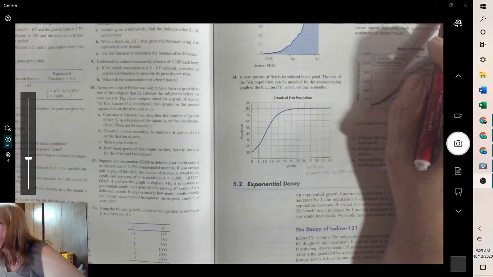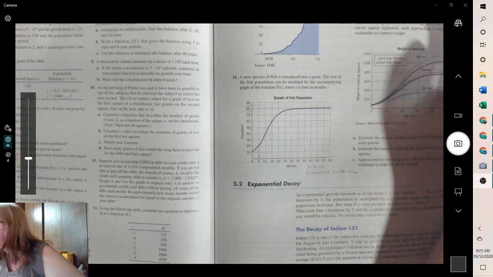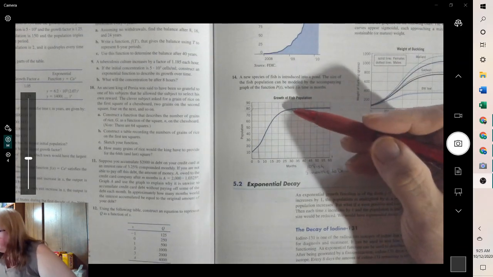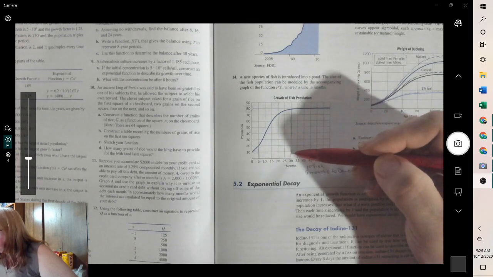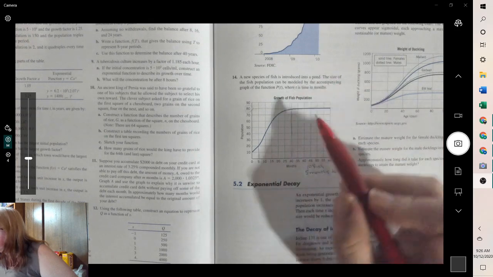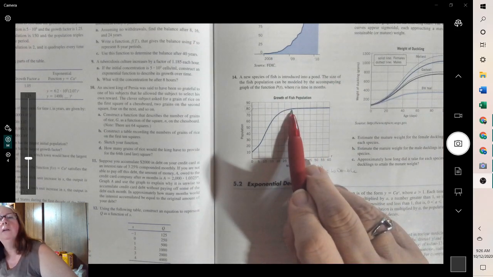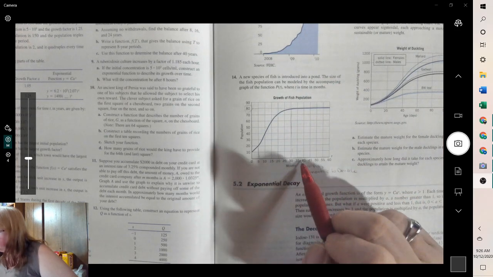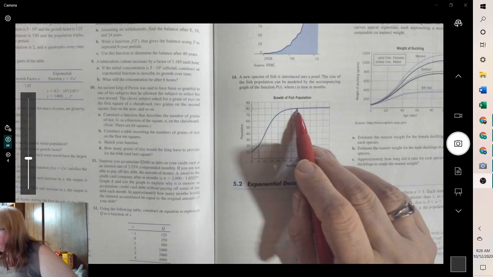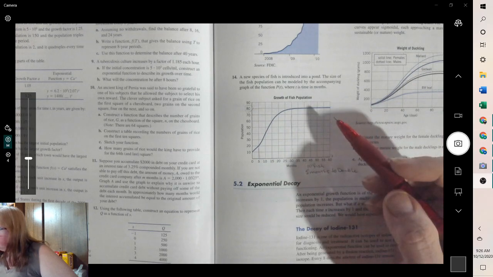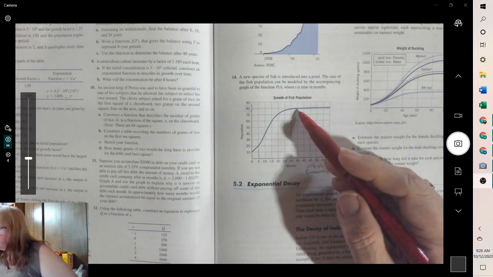Estimate the number of months it took for the fish to reach the sustainable size. Well, looks like about here, a little over 30 months. It's almost there. So 30 to 35 months to hit that sustainable. This one's close, this one's right on it.